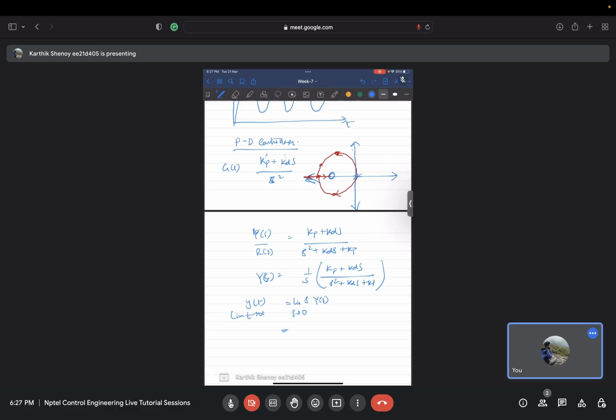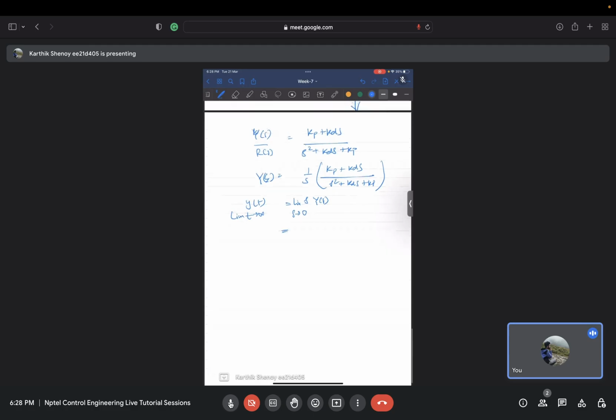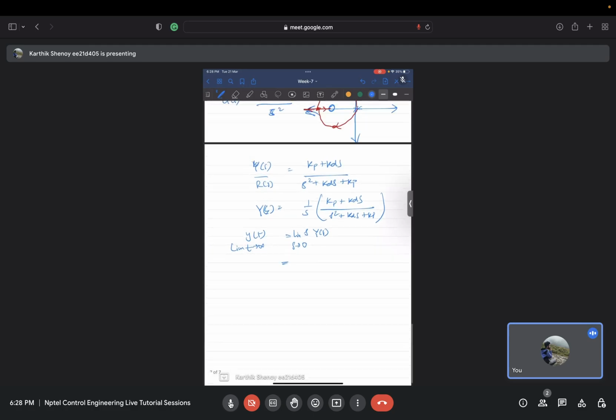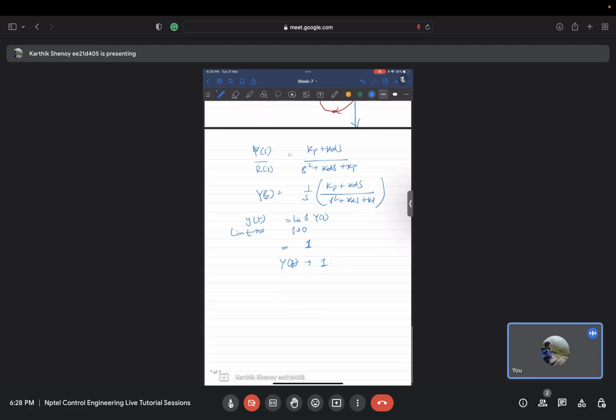So what will this be? As s tends to 0, this s will get cancelled. So what is it? It's 1, correct? So my y of s goes to 1, y of t goes to 1. That's what we wanted, right? We wanted it to track a step input. So how will your y of t look? This is my r of t. It will just oscillate a bit and then settle, depending on where my zeros are.